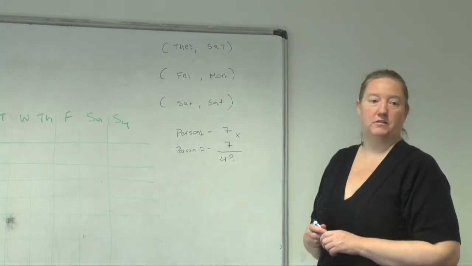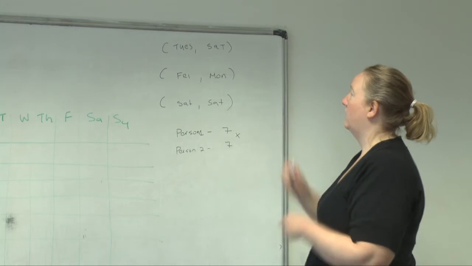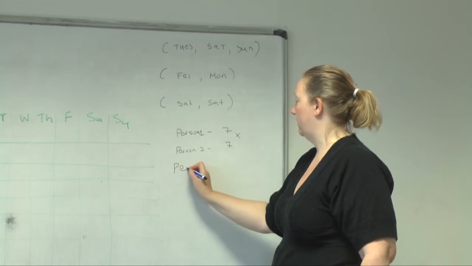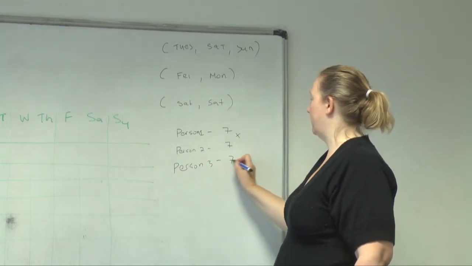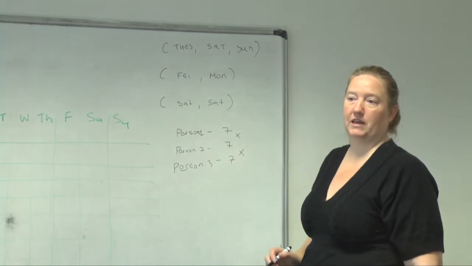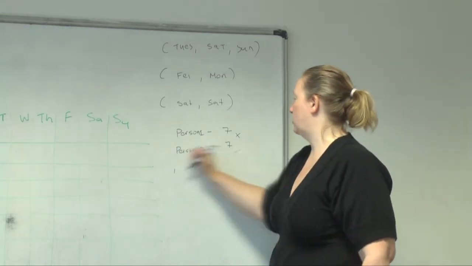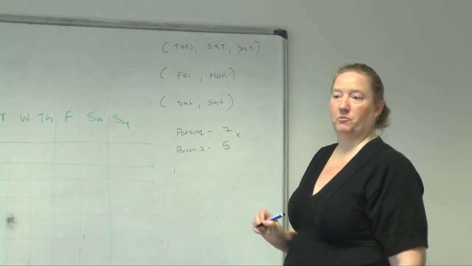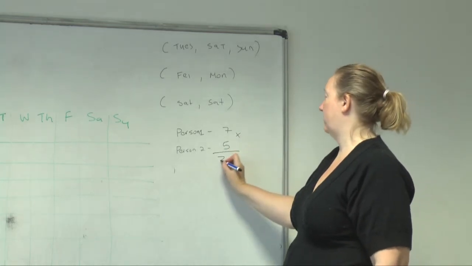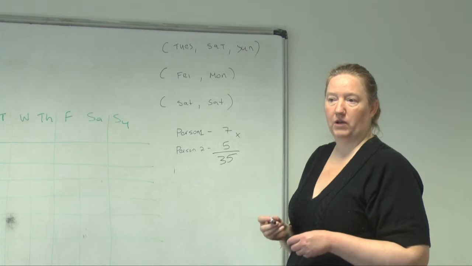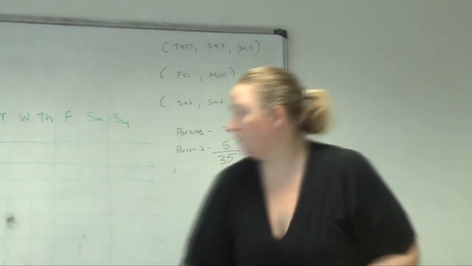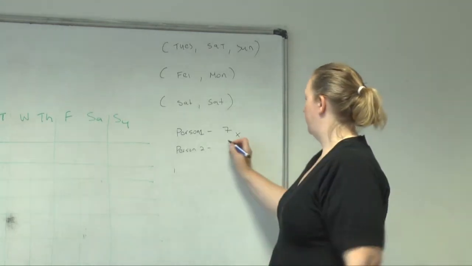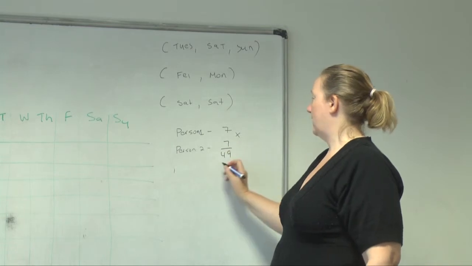If there was a third person, let's say, for example, it was 3 people, so you could have a Tuesday, a Saturday, a Sunday. Okay? Then person 3 would also have 7 options, and you multiply the 3 of them together. If they tell you that, say, person 2 could only be born on a weekday, then that would be 5 options for person 2, and you still multiply them together to get your answer. Okay? In this case, person 2 has 7. So that's your answer.